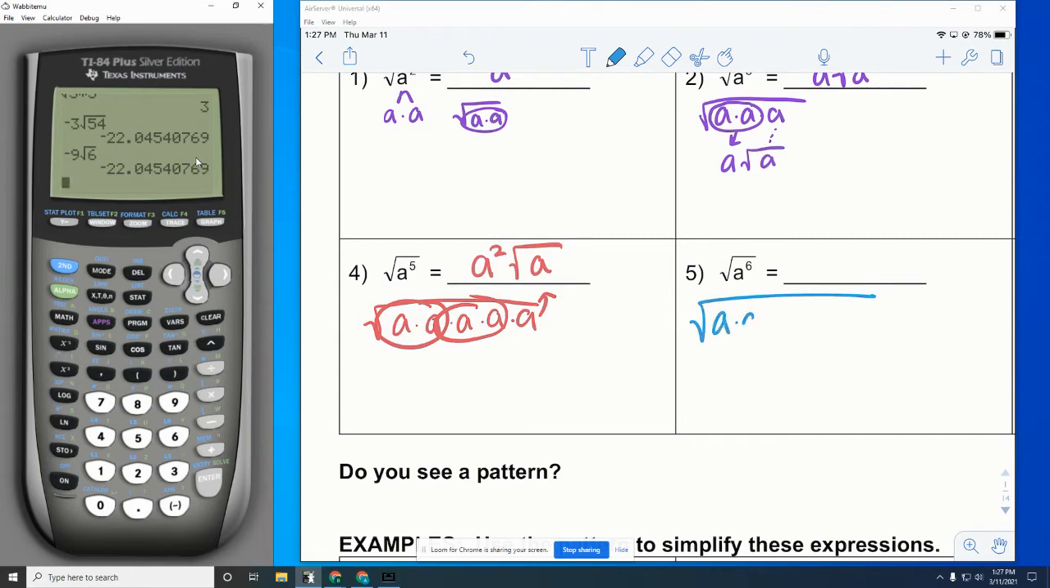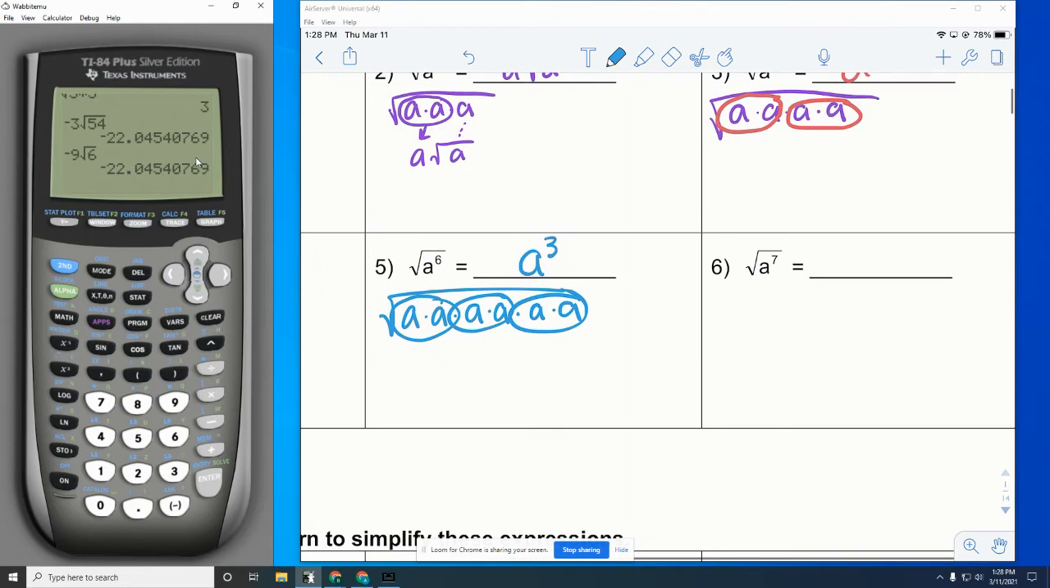A to the 6th, we have 6 a's. So we have 1, 2, 3 full groups and nothing left on the inside. And then a to the 7, we would have a 7 times.